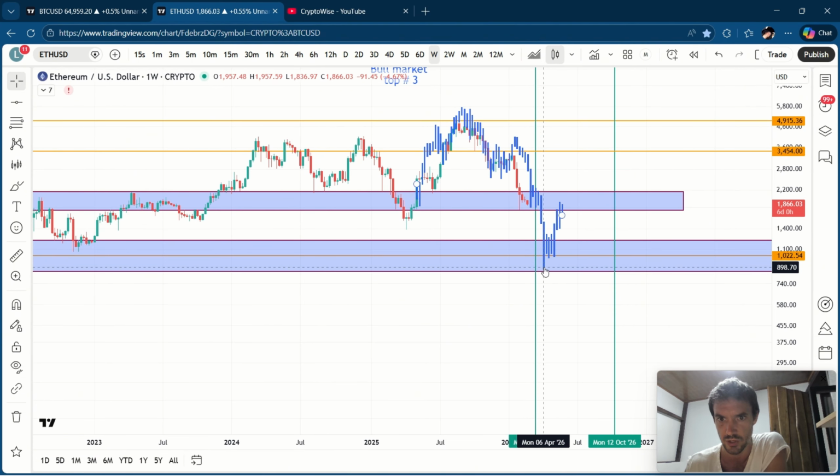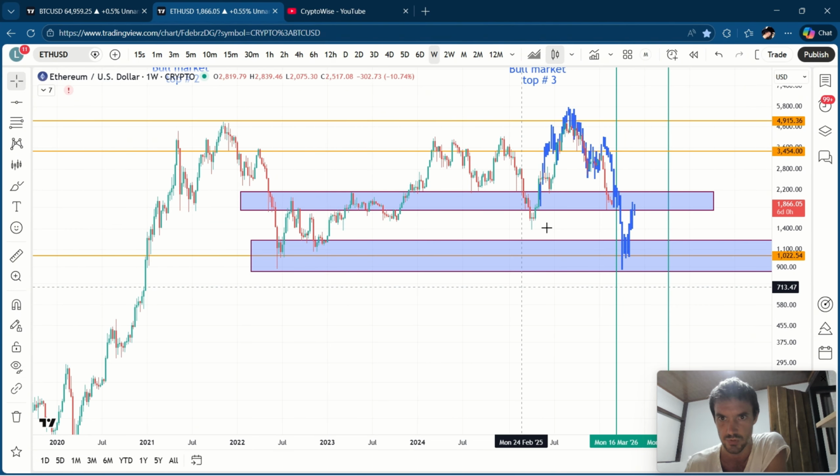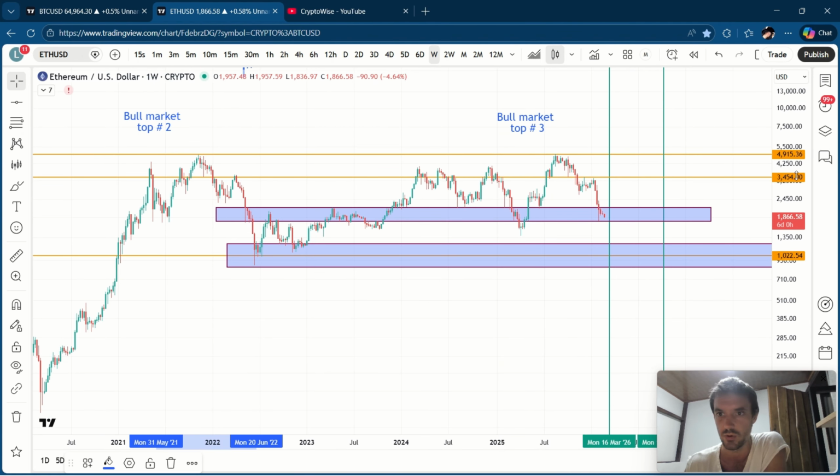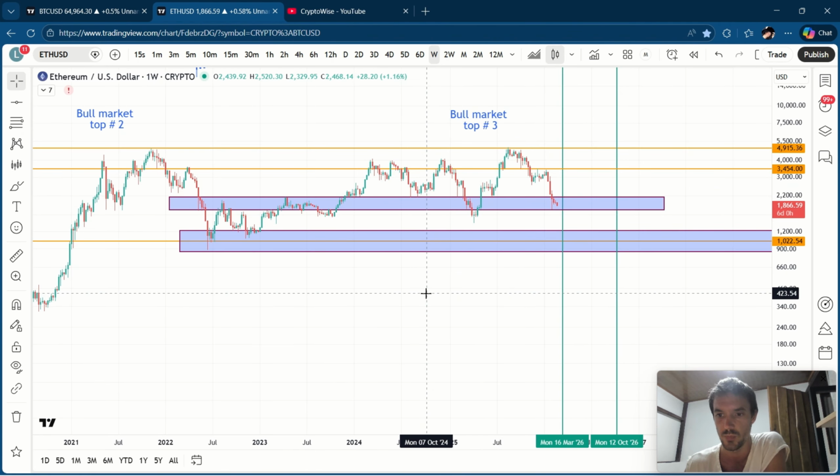So it would fit the thesis that if it repeats basically the previous cycle, which it looks very similar, that we're going to be looking at loading up in this box as a bear market low. So there we go. That's basically it. Just Ethereum follows Bitcoin, and Bitcoin's analysis is pretty on point so far.